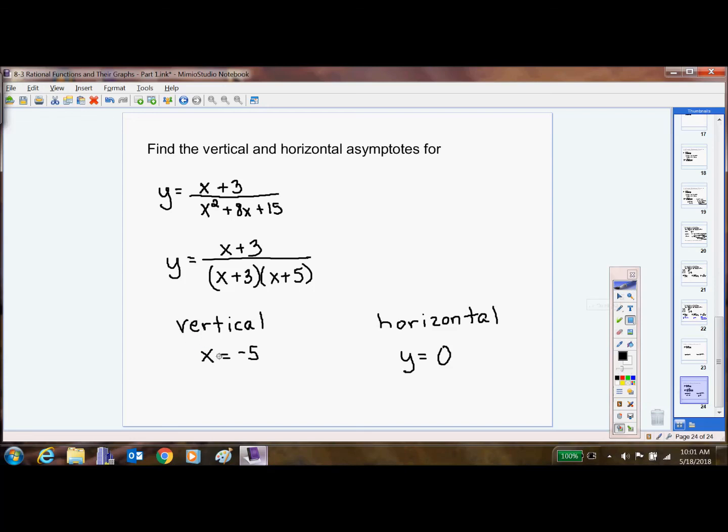And just in the interest of time, the denominator does factor. I have full confidence you could factor that denominator. Vertical, yeah. X is negative 5 for our vertical one, because we go by denominators on that. Okay. And that is what you need to be able to do the homework and to be able to do well on this. Okay.